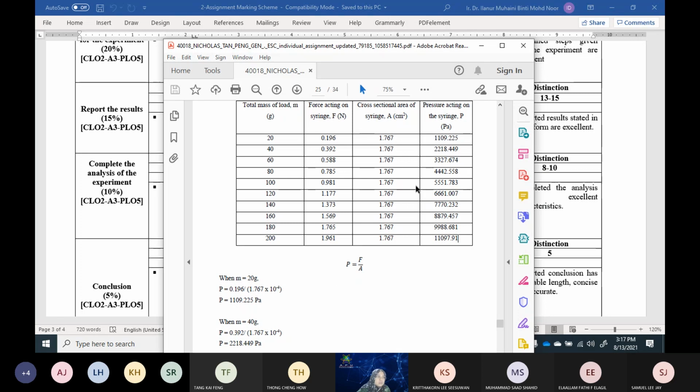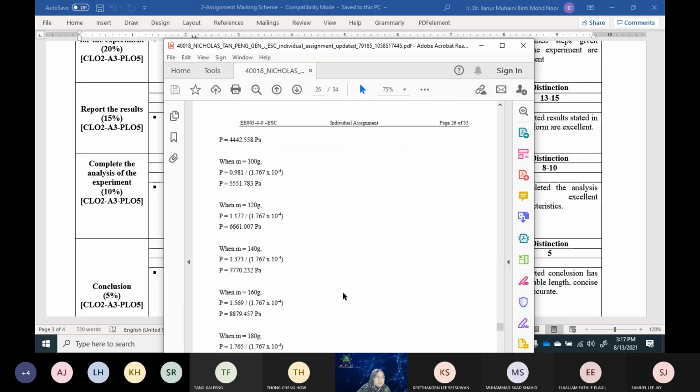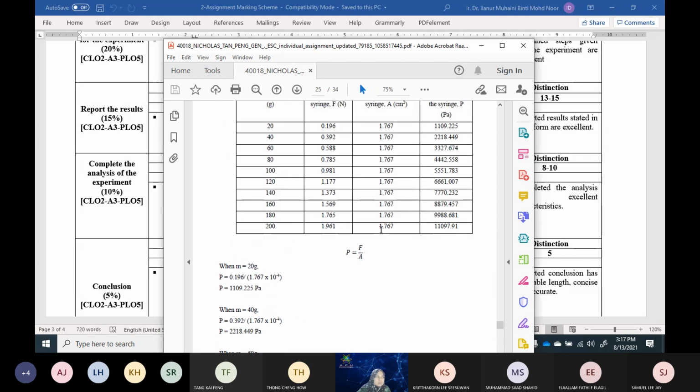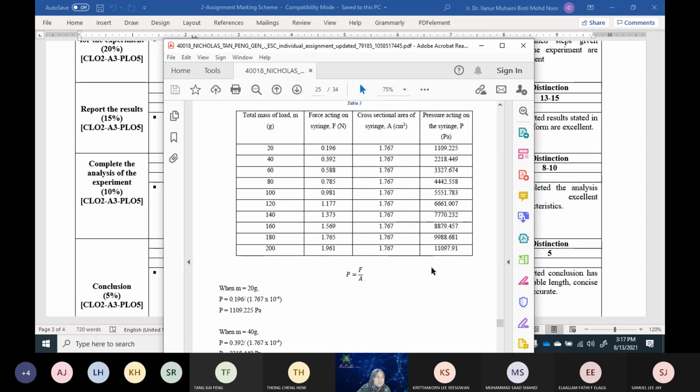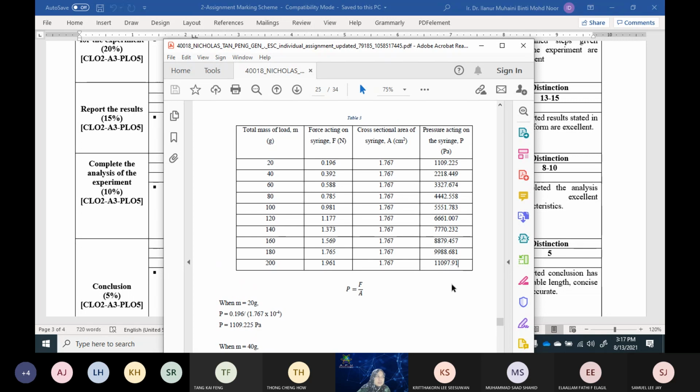So, on top of the values in the table, to get more marks, you must show the calculation. Type it using equation, Microsoft equation. All your results here must also show where you get that result. This is by using calculation. These two results are from the real experiment.